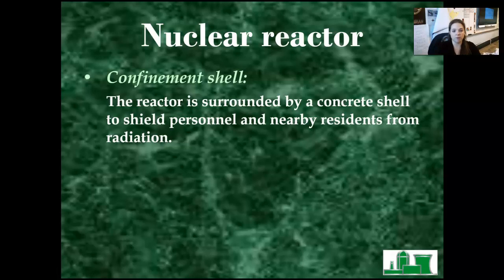And then we have that confinement shell. If you remember back when we were talking about the types of radiation, we were talking about what can block it. And one of the things that can block gamma rays is lead and concrete. So these confinement shells are concrete shells to shield people around from ray particles that may have escaped.